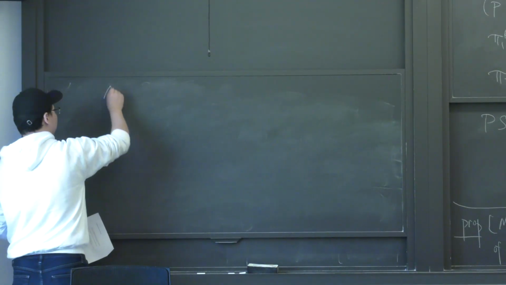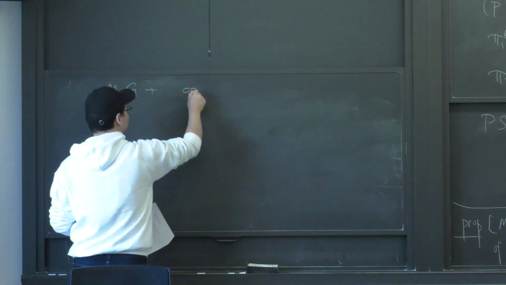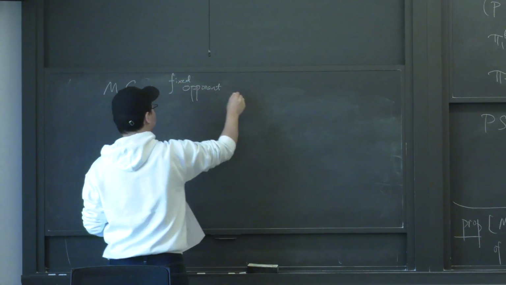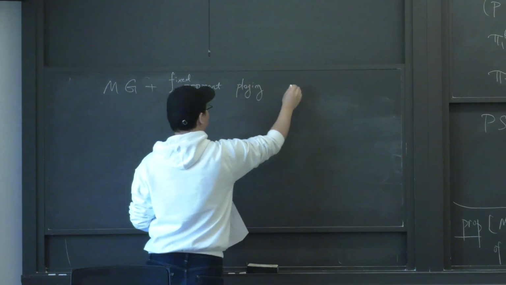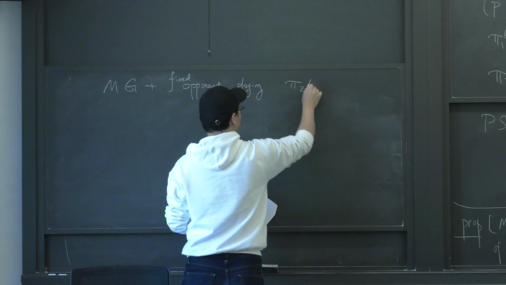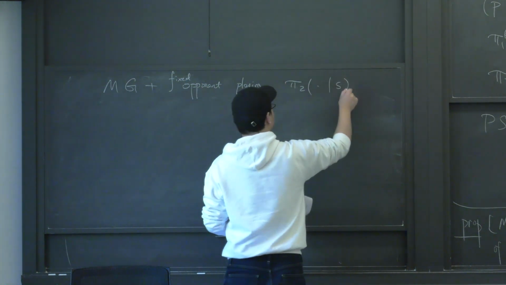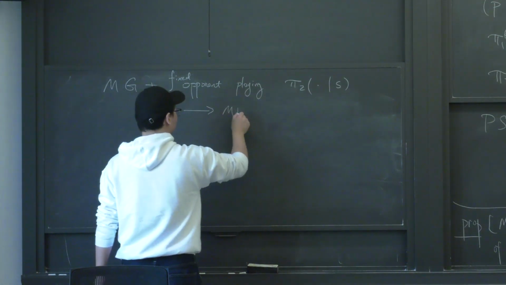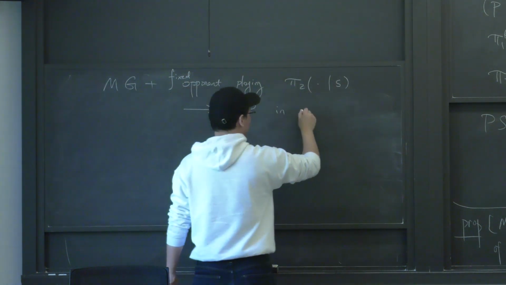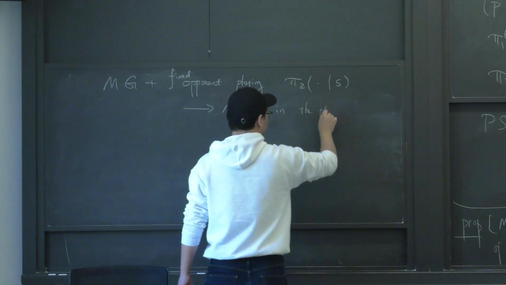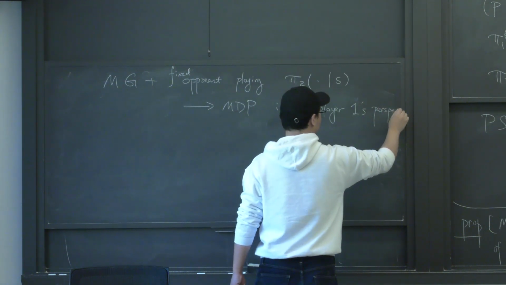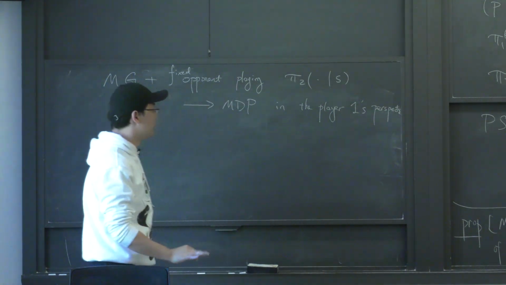What I mean is we claimed earlier that when we have a Markov game plus a fixed opponent playing some Markov policy pi 1 or pi 2, let's say pi 2 only depends on the current state, something like that. Okay. In this case, this becomes an MDP from player one's perspective. This is still true. This has no problem.